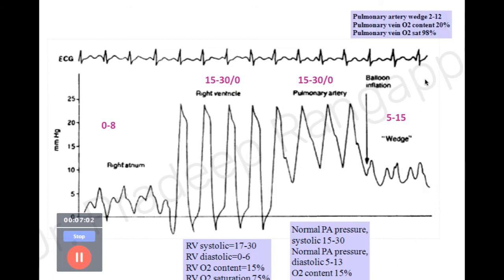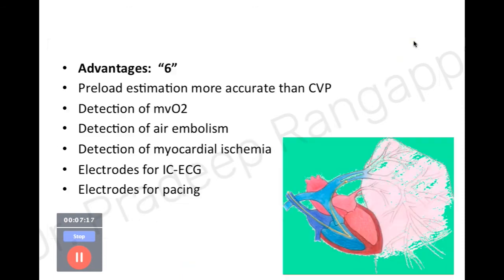So in the wedge pressure, generally the pressure is 2 to 12. Pulmonary venous oxygen content is 20%, and venous oxygen saturation will be more, 98%, because that is pure blood which has gone into the left atrium. Okay. So that is around 98%.